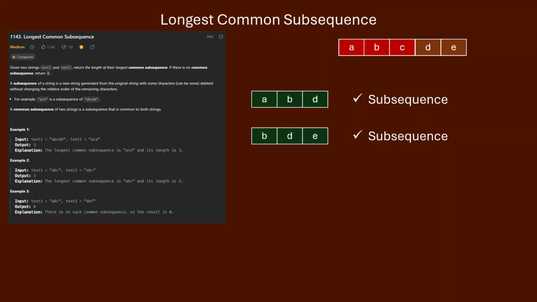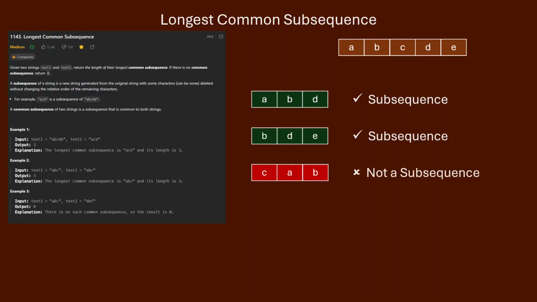Let's take these three characters, A, B, C. Now let's try to form a string with these three characters but in a different order. So let's take this character for example, and then letter A followed by letter B. Now even though this string has all the characters from the original string, because the order is not the same as what we see in the input string, this is not a subsequence.